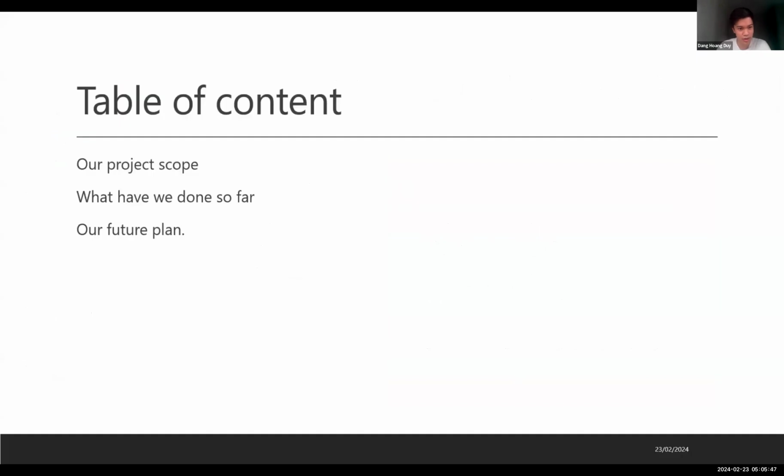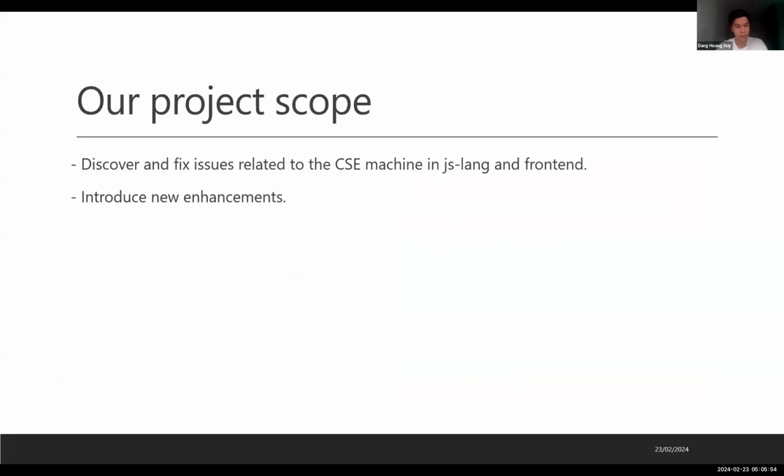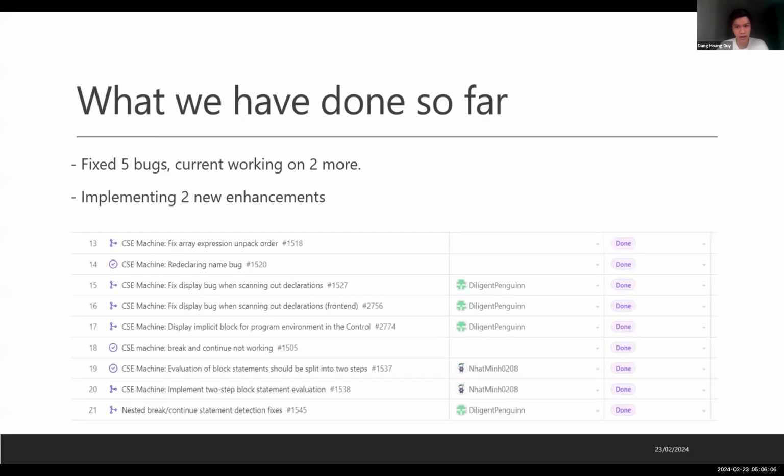We'll be talking about our project scope, what we have done so far, and some of our future plan. Our project scope is on discovering and fixing some bugs related to the CSE machine in JSLang and also on the front end. We also try to introduce some new enhancements. So far we have been able to fix 5 bugs. We are currently working on 2 more, and we are close to finishing implementing 2 new enhancements.